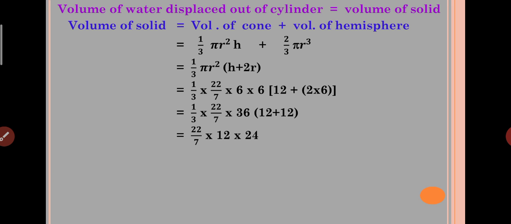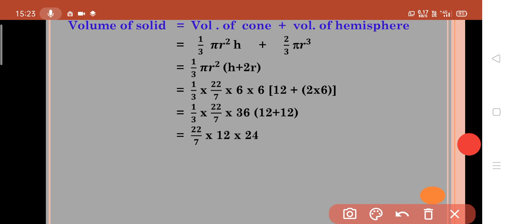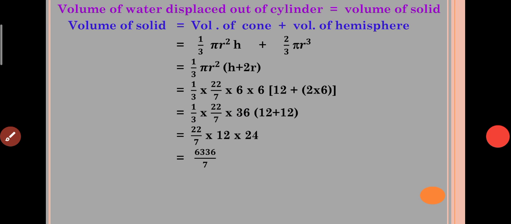Now see here, we can cancel 3 and 36. What will you get, children? 12. So 22 by 7 you take and write as it is. Then cancel and write 12. 12 plus 12, 24. So if you multiply 22 into 12 into 24, what will you get? 6336. What is the denominator? 7. So divide by 7. You will get 905.14 centimeter cube. This is the volume of the solid.